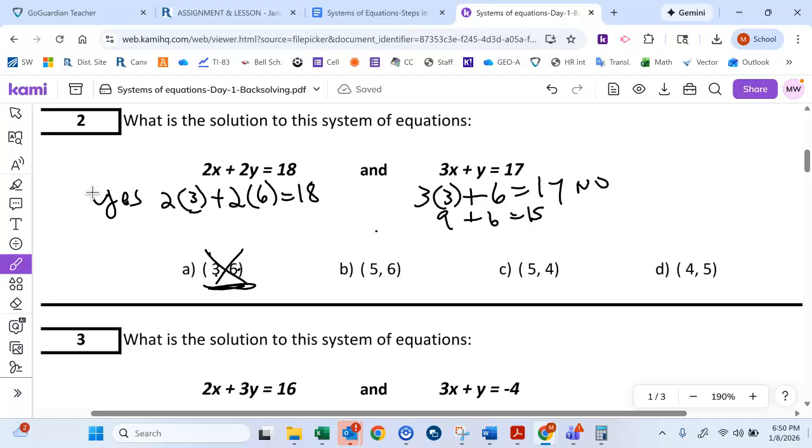So if you feel like you understand it, go ahead and try B and see if that works. And if it doesn't work, try C and D. But you can pause the video to see if you can find the correct answer, and I'll show you when you come back.